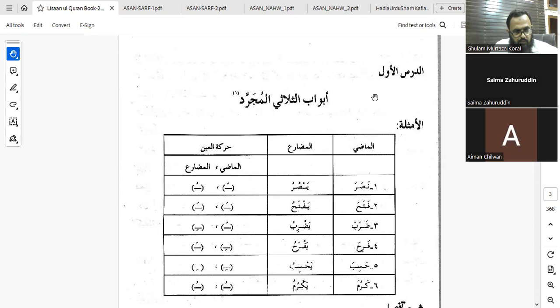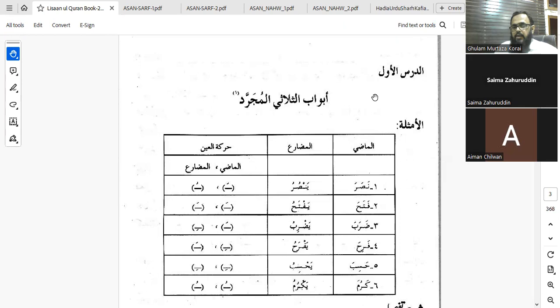Yes, sister. Nafi jahad bilam, fel muzare majhul. Lam yudrab, lam yudraba, lam yudrabu, lam tudrab, lam tudraba, lam tudrabna, lam tudrab, lam tudraba, lam tudrabu, lam tudrabi, lam tudraba, lam tudrabna, lam udrab, lam nudrab.